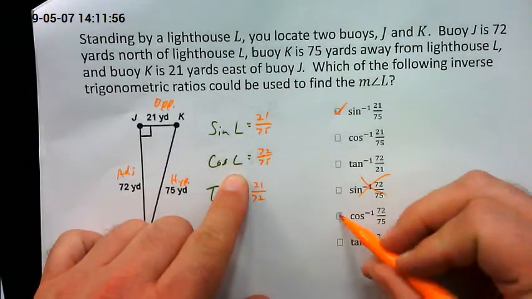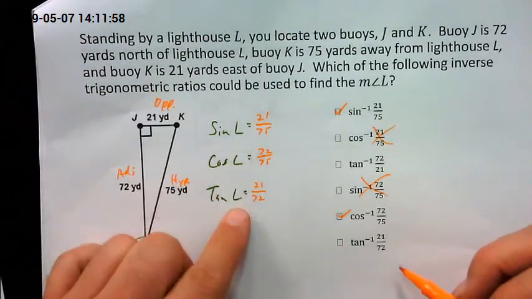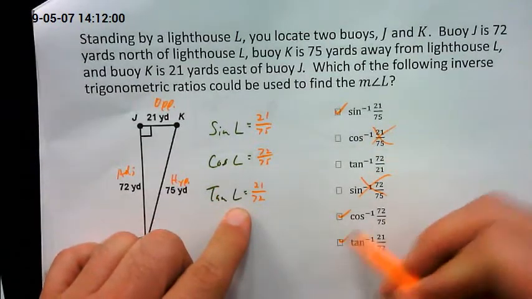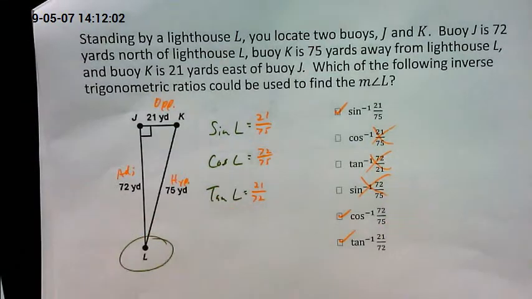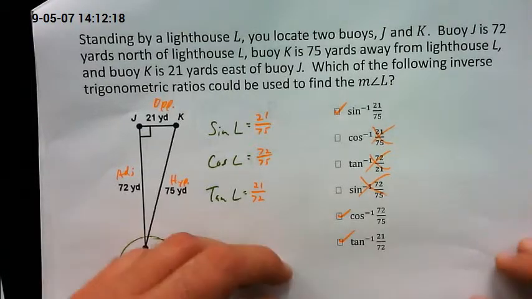So the fifth one's good, this one's not. And the last one's good, this one's not. Alright? So again, as long as you can set them up, it's the same fraction, it's just the fact that we're taking the inverse of each of those ratios in order to get our angle measure. Again, to get an angle measure, that's when you use the inverse function.